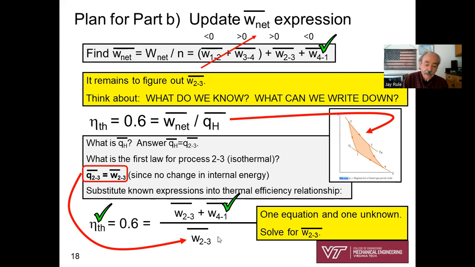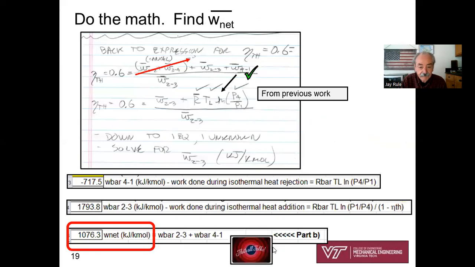I can't tell you how happy I was when I got to this point. I said, man, this is great. I've got one equation and one unknown, right? Look at this. Thermal efficiency is 0.6. The work from 4 to 1, I've got a number for. Work from 2 to 3 is the only unknown. I can now get my number and be done with this problem.